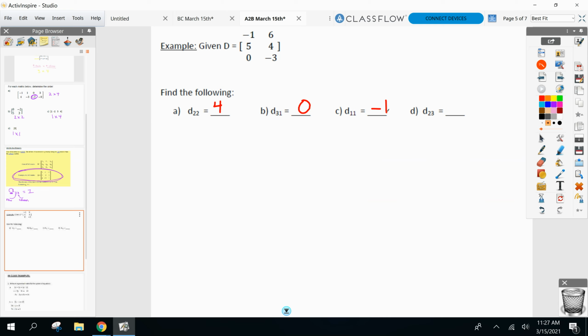2, 3. Anybody see a problem? It's not there. It doesn't exist, does it? Everyone see row 2 is there, but column 3 is not. So we're not going to put a 0 there because a 0 is a number and there's not a 0 there. So if it does not exist, which will happen to you, we say undefined. We say it's undefined if it does not exist. Okay, undefined if it does not exist.